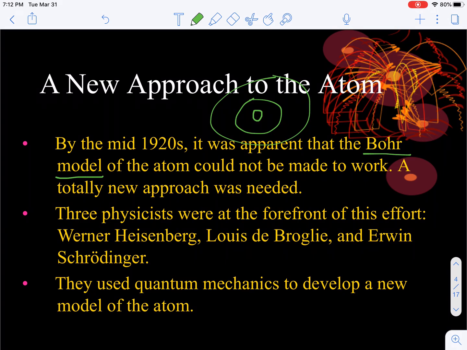But it turns out that that wasn't really working because we need to incorporate this idea of waves into that and also probability. And so there are three scientists who are working on this. We've talked about Heisenberg, we've talked about de Broglie, and now we're going to bring in Erwin Schrödinger. Schrödinger is probably thought of as the father of quantum mechanics. He did much of the math that we're about to look at.